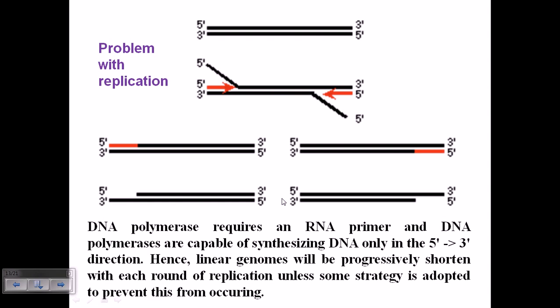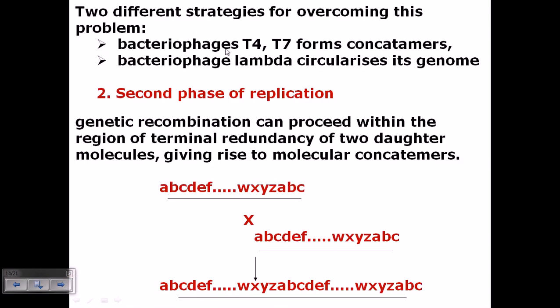So to prevent that, there are two different solutions. Some types of viruses make a concatemer. As a result of concatemer formation, they can produce the cos sites or cohesive ends, right? Just like the lambda phage, they produce cohesive ends in that case. As they make cohesive ends, they can easily circularize their DNA once they inject their DNA inside the host cell. That's in the case of bacteriophage lambda.